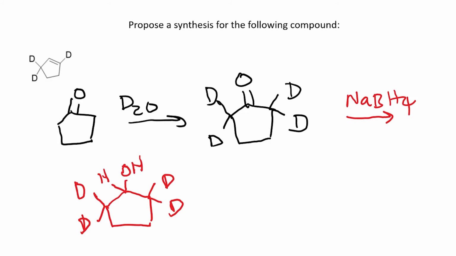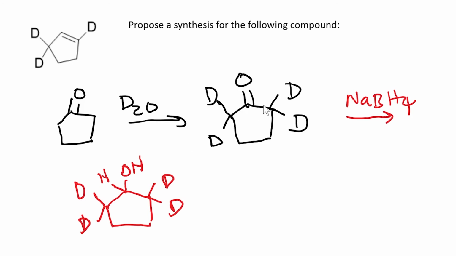Now let's move on to the penultimate question. Here, you need to propose a synthesis for this compound. If I look at this compound, you can imagine that this could have derived from cyclopentanone. The reason being that we know that when you take cyclopentanone and put it in D2O, you're going to get this tetra-deuterated compound over a period of time.